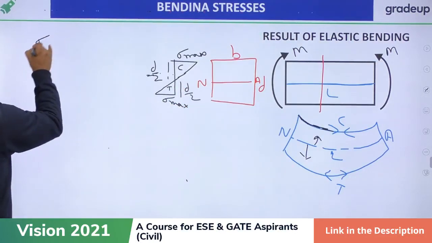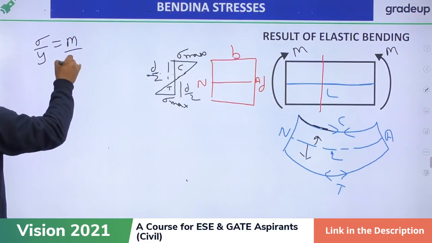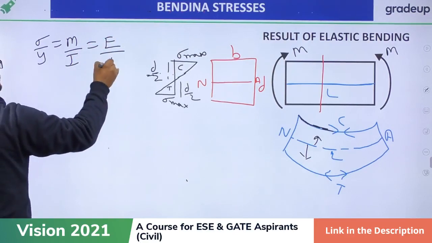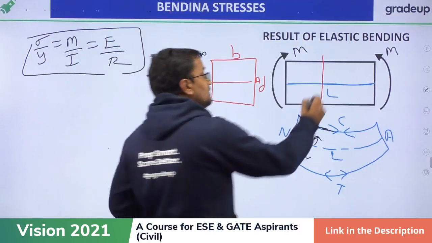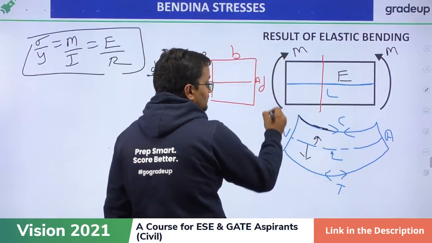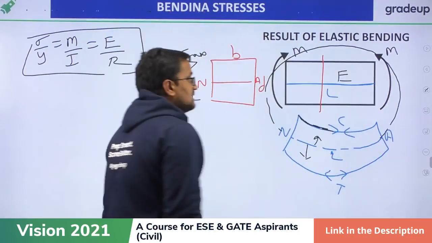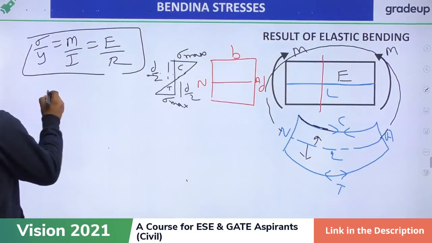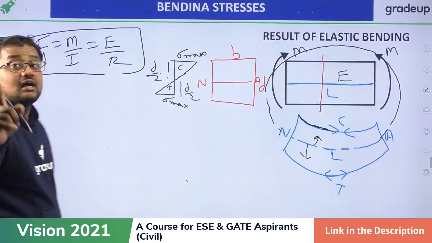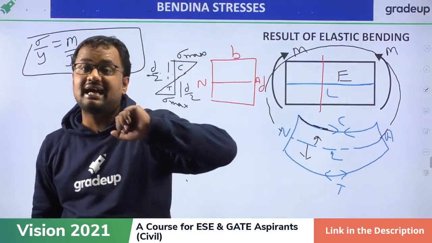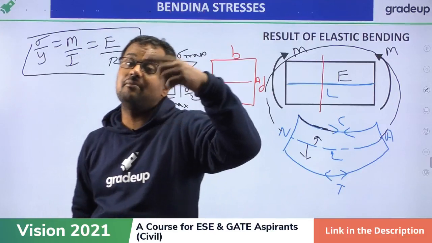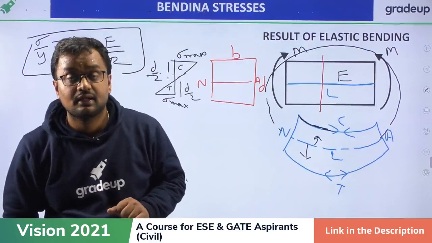My dear friends, we have the bending or flexure formula. Sigma by Y is equal to M by I is equal to E by R. This is called the bending formula or flexure formula. E is Young's modulus of the beam. R is the radius, since the beam will form an arc of a circle. M is the moment. You can cut anywhere; wherever you cut, you have to take M of that section, the moment of that section.